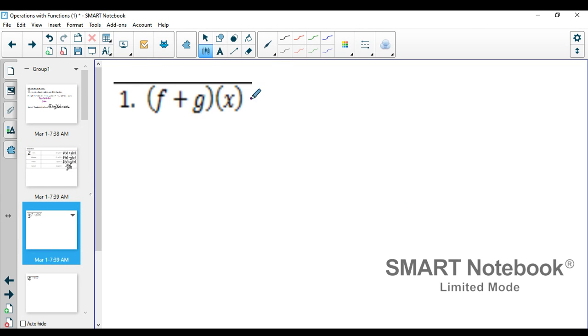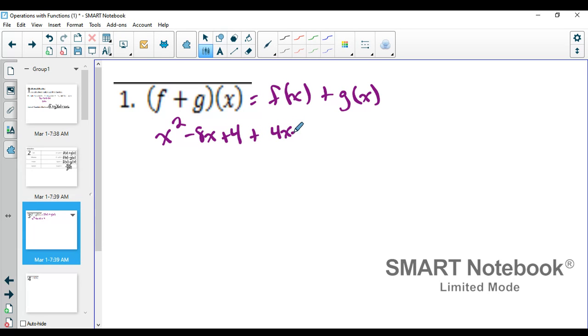So our first example, we have f plus g of x. So we're going to rewrite that as f of x plus g of x. So if you look in the directions above this, it tells you what f of x and g of x are. So f of x is x squared minus 8x plus 4. And then g of x is 4x minus 3.